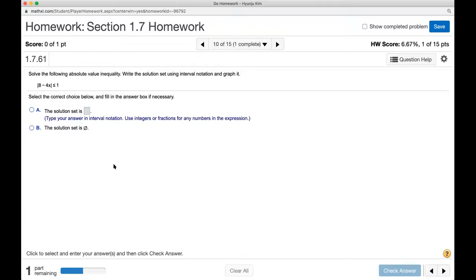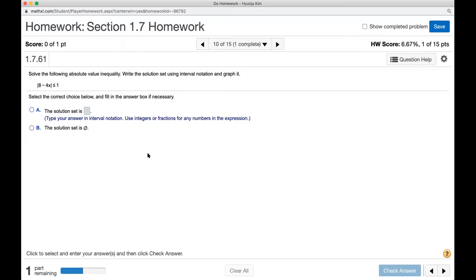Yeah, you see that here. All right, so the absolute value of 8 minus 4x is less than or equal to 1. Fortunately, you don't have to isolate the absolute value term. Now we're going to convert that problem to a compound inequality problem.